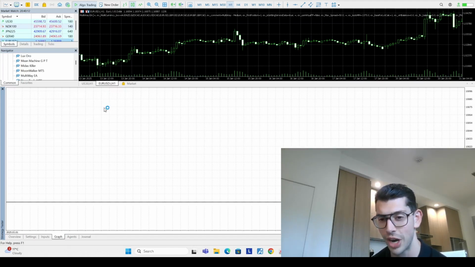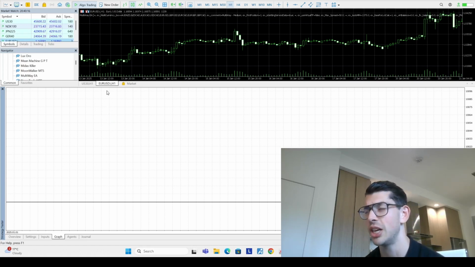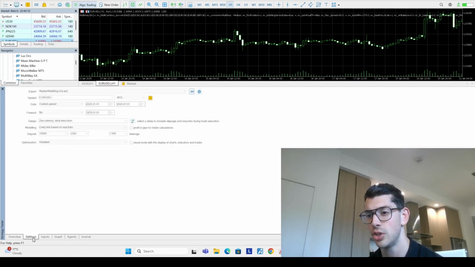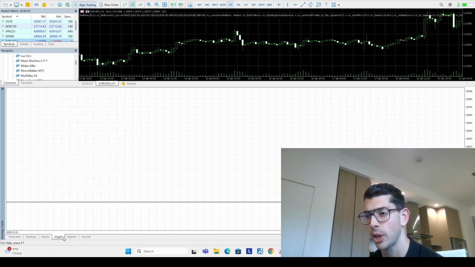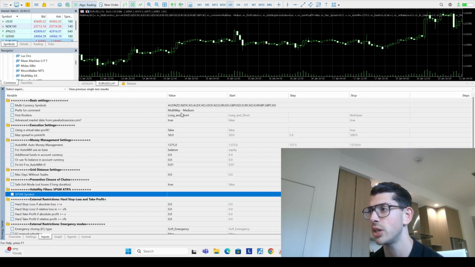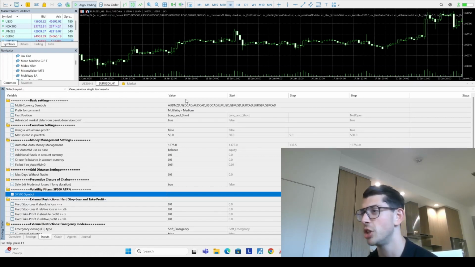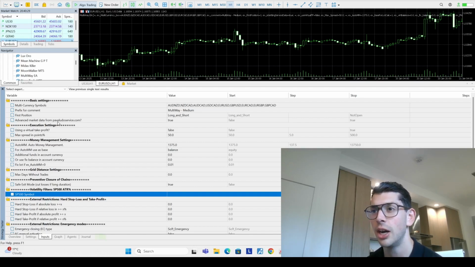I unfortunately ran it on the H1 kind of without looking the first time. But let's run it in here quickly and see what it looks like. And while it runs there, we can go through the inputs tab. So if we're using multi-currency, you can essentially specify here advanced market data from pavoludoservice.com. True, okay, that's neat.